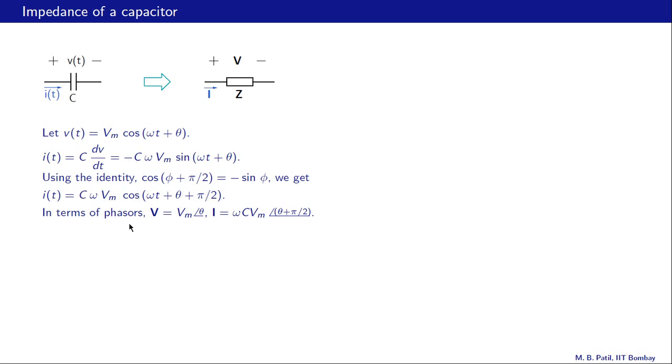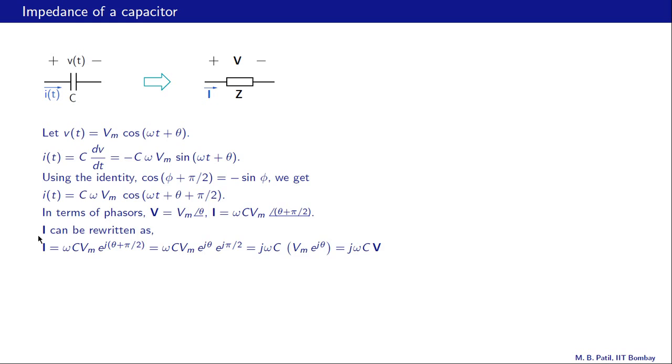In terms of phasors, phasor V is Vm angle theta, where Vm is the magnitude and theta is the angle, and phasor I is omega c Vm angle theta plus pi by 2. Omega c Vm is the magnitude and theta plus pi by 2 is the angle.